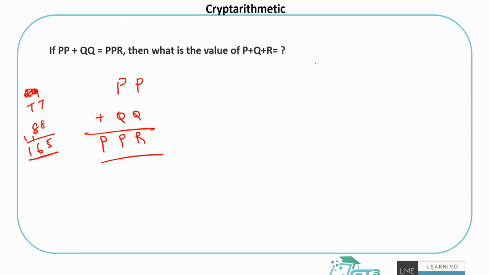So what it means is each alphabet will have one unique digit, not number actually. Each alphabet is mapped to one digit between 0 to 9. So totally there are 10 possible digits: 0, 1, 2, 3, 4, 5, 6, 7, 8 or 9. Each alphabet will be mapped to one digit, and there will be no repetition. Two alphabets cannot be mapped to the same digit.